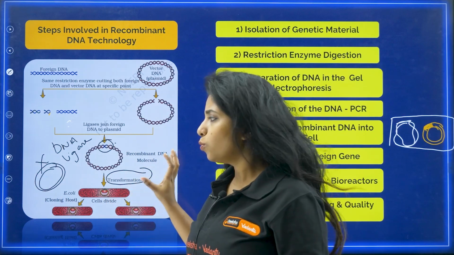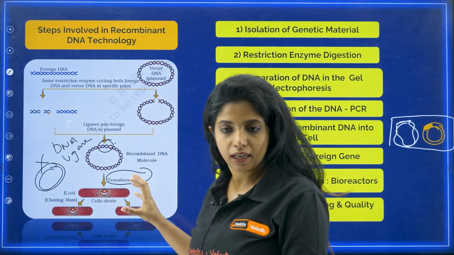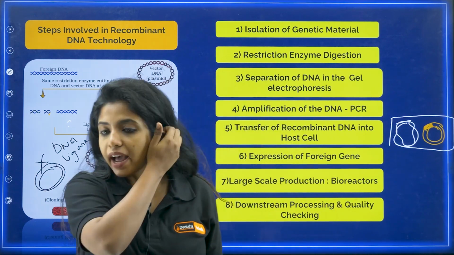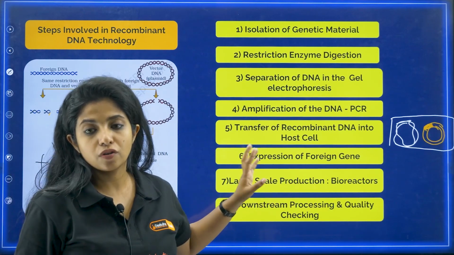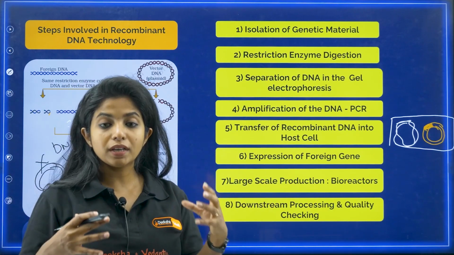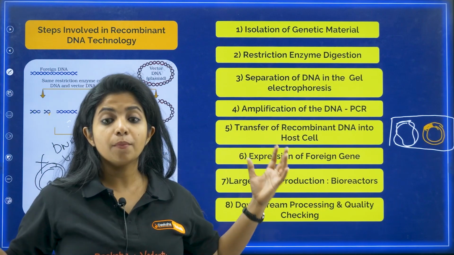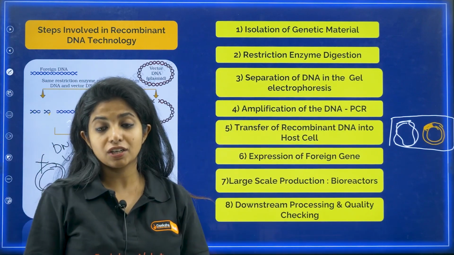A recombinant cell. Once I am sure that it has my recombinant DNA, my dear children, what I am going to do is I am going to make sure that I do the large scale production of these cells. So I am going to make these cells increase their number tenfolds in bioreactors and stuff like that.